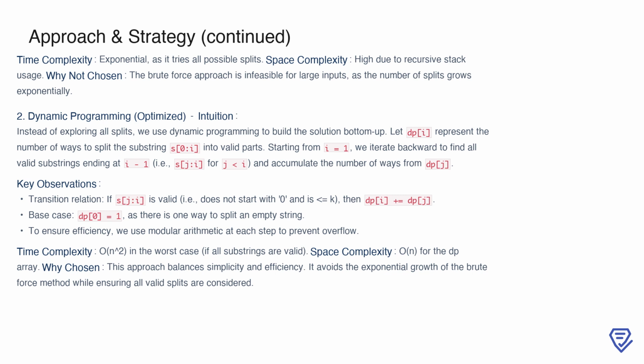Starting from the first character, we work backward to check all possible substrings ending at the current index and accumulate the number of ways from dp[j] for valid splits. For a substring s[j..i] to be valid, it must not start with 0 and its value must be less than or equal to k. The base case is simple, dp[0] equals 1, meaning there is one way to split an empty string. To keep our computations efficient, we use modular arithmetic to prevent overflow and ensure the result remains within the required limits.